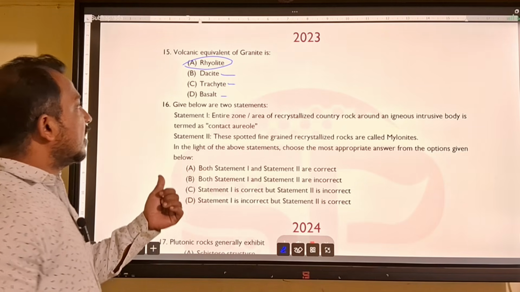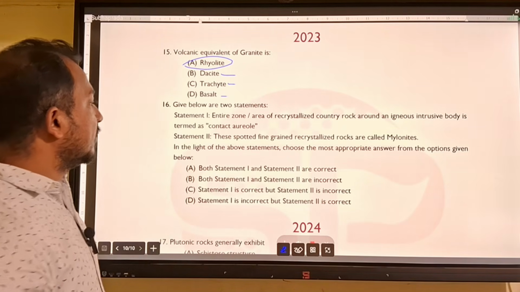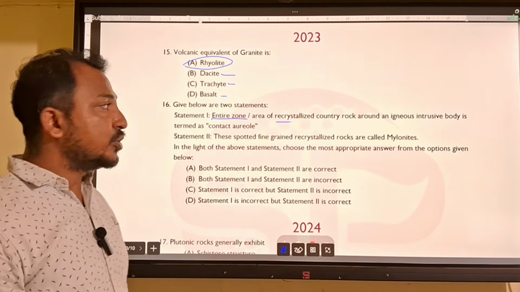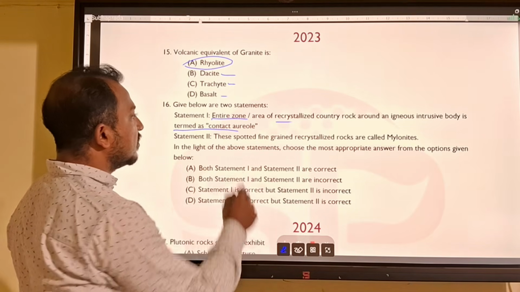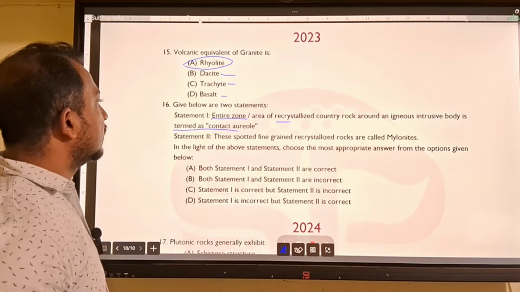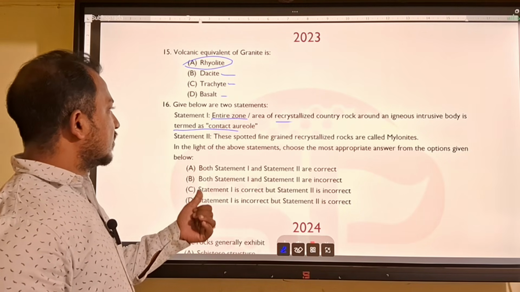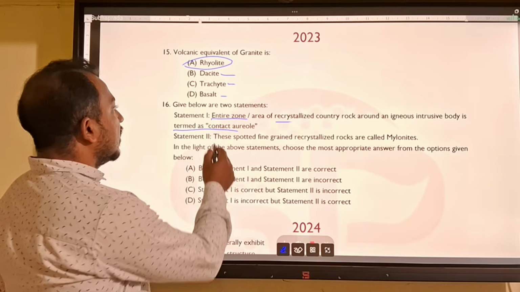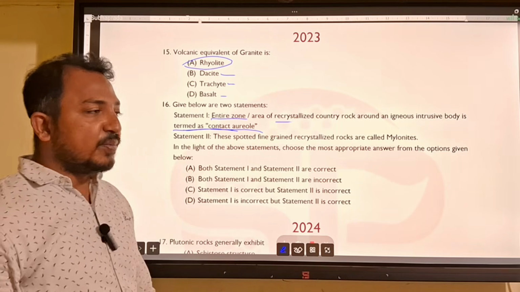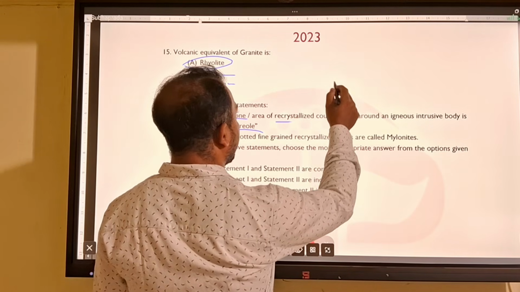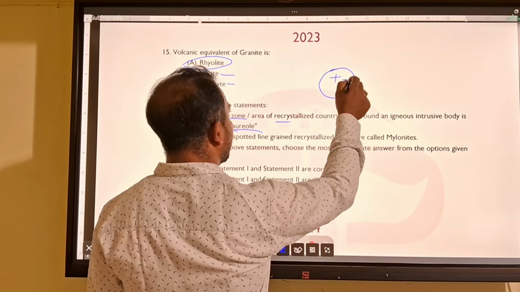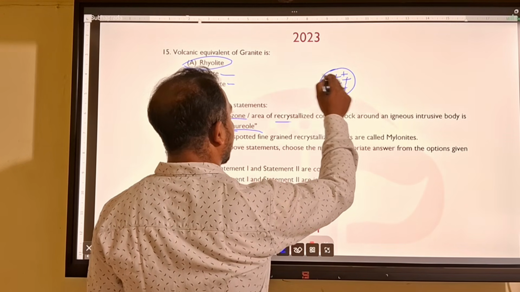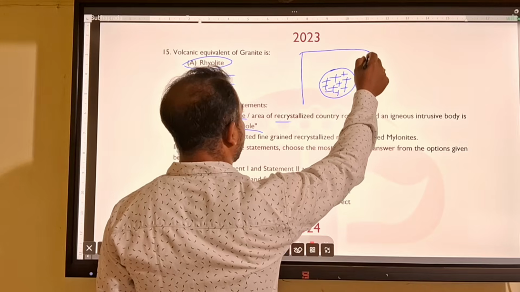So next question, we have two statements. The entire zone or area of recrystallized country rock around an igneous intrusive body is named contact aureole. So this question should belong to metamorphic petrology, but still. So contact aureole means, suppose we have an igneous intrusion into a country rock like this.